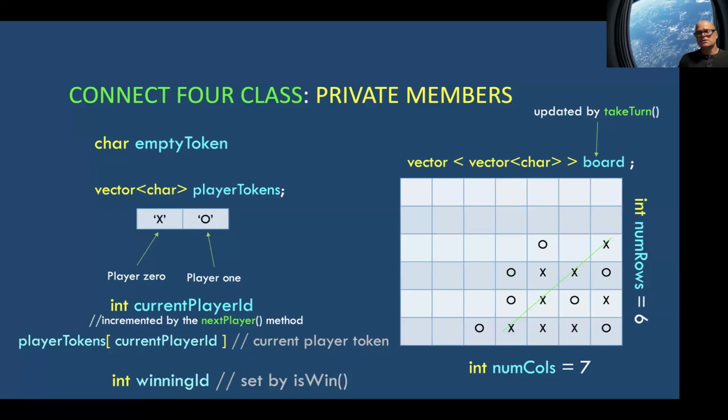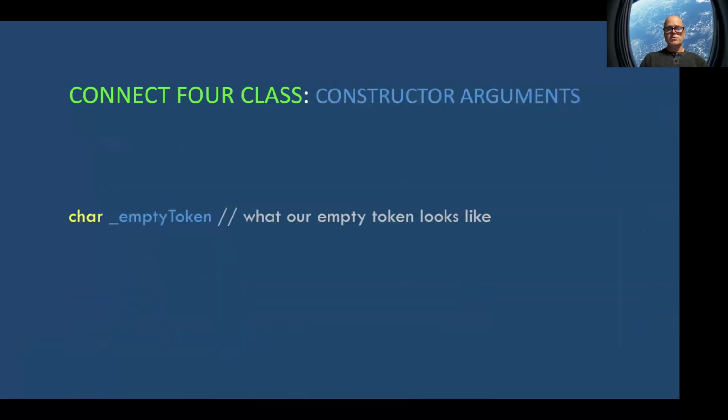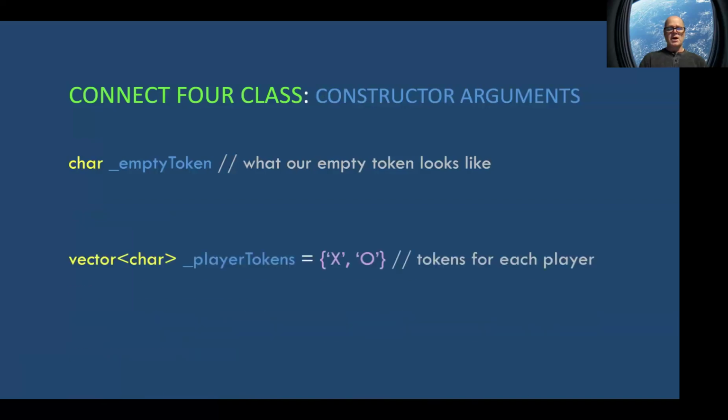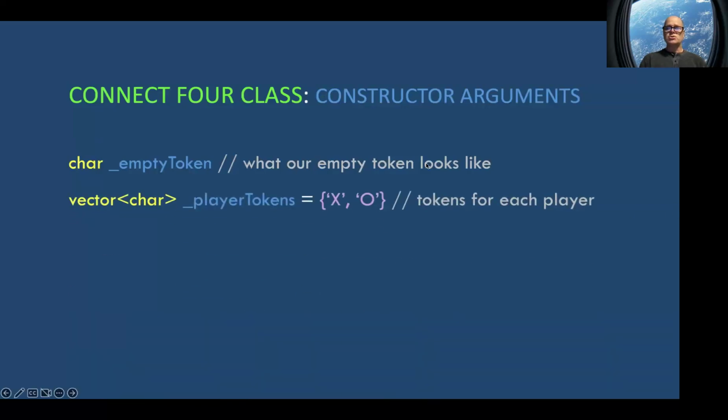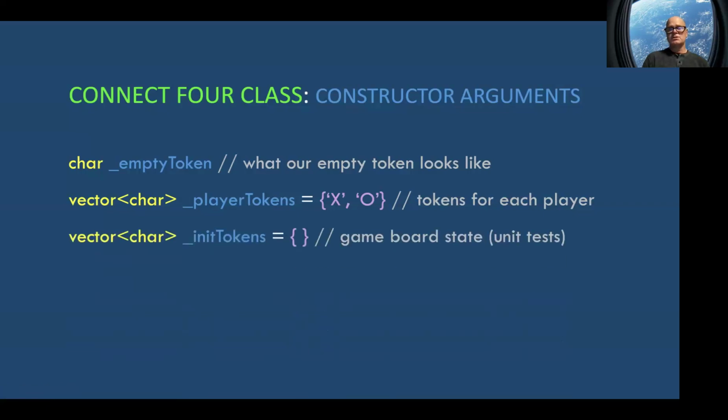So take turn this time will be, of course, updating the board. We called that grid last time. We're going to call it a board now, okay? No good excuse for that. I just kind of changed it. And then inside of our constructor, so these are the constructor arguments. Of course, we could be given an empty token. We could be given a vector of any number of player tokens, and we're just going to use characters again for those. So we're going to just keep that as a reference, okay?